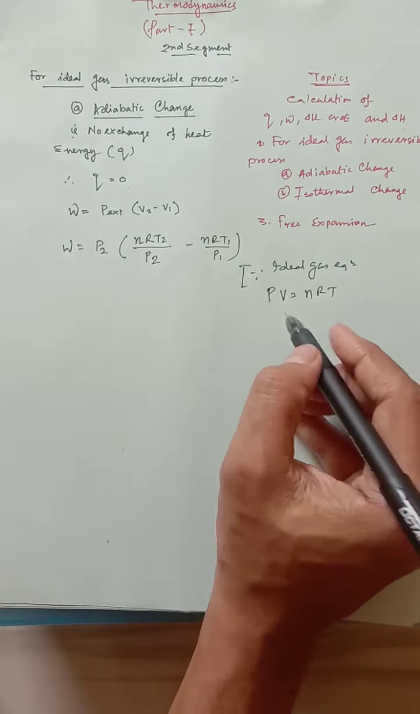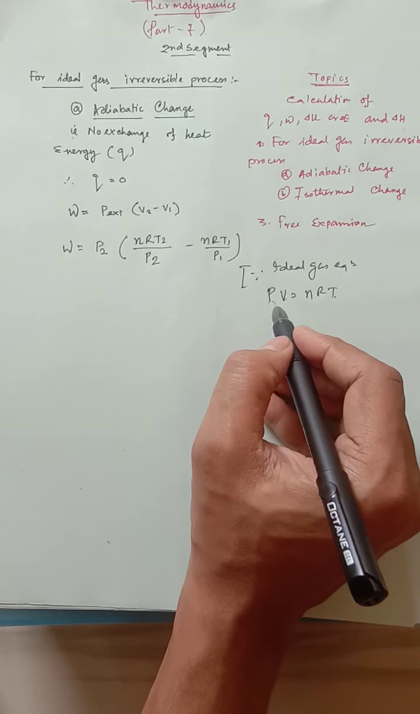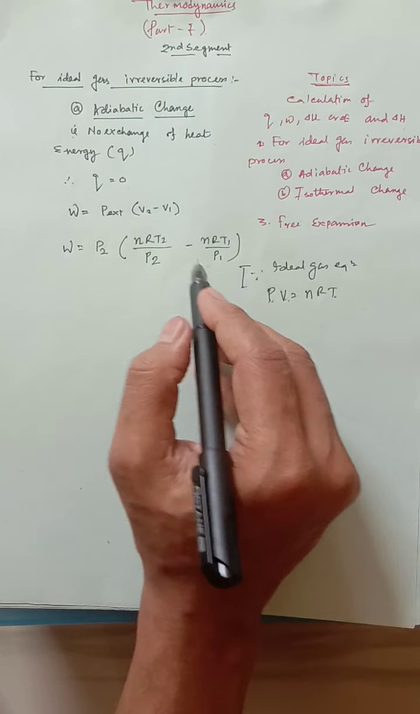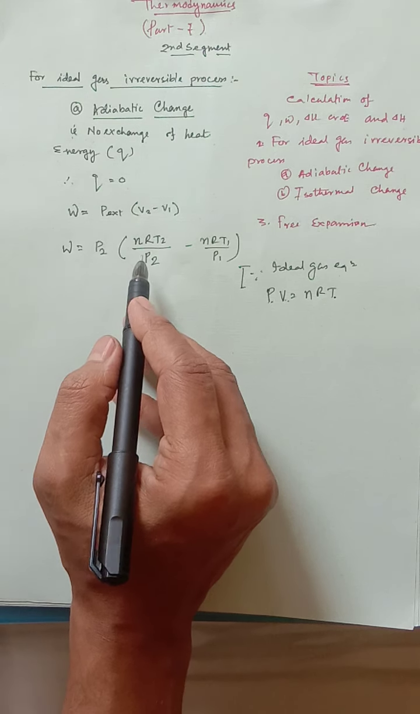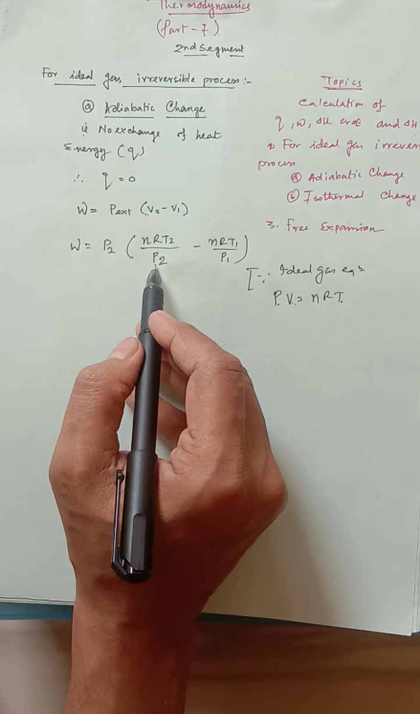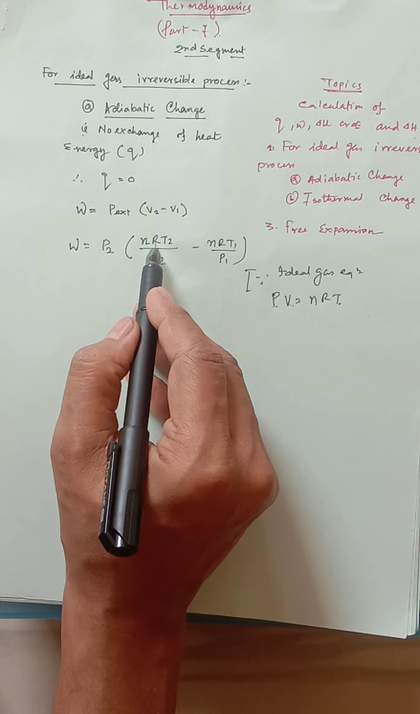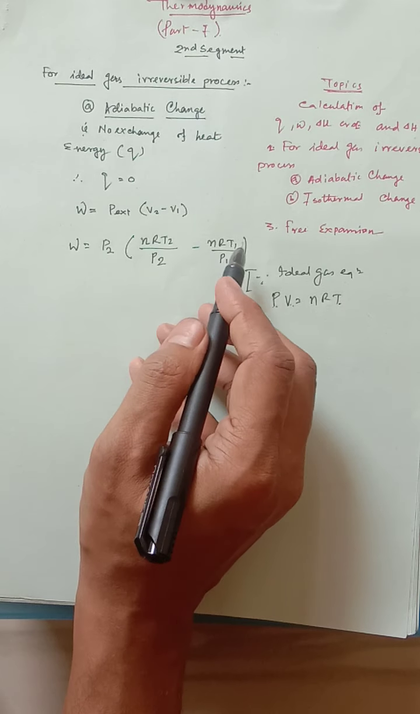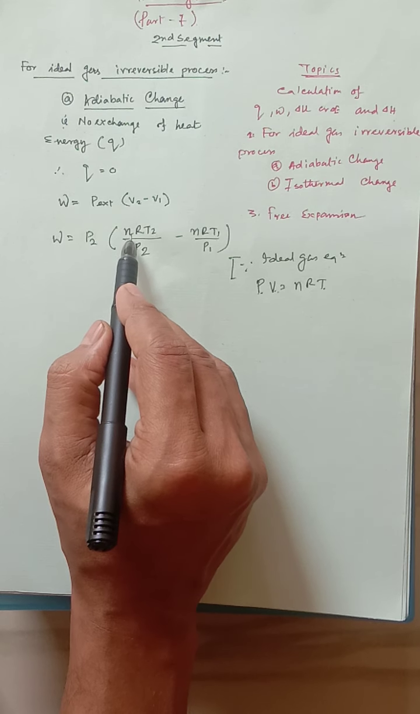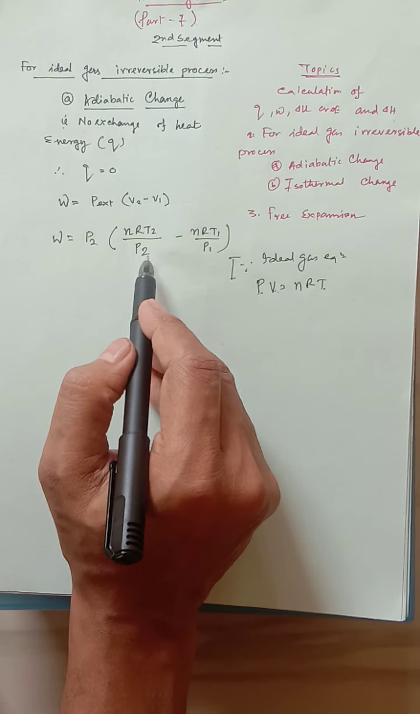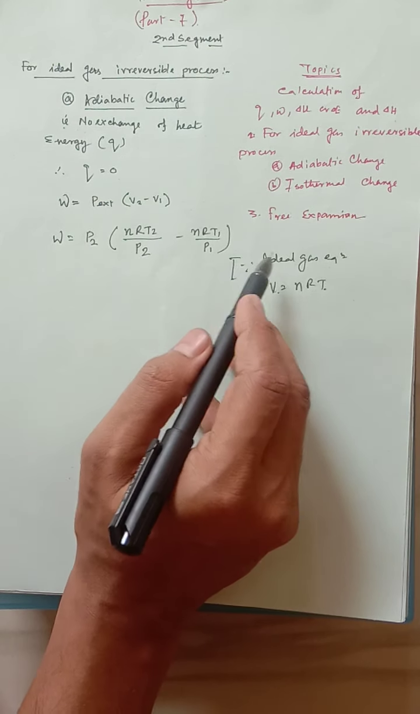In case of V2, obviously it will be with subscript 2, and in case of V1, it will be with subscript 1. So by replacing V2 and V1, I can write nRT2 by P2 minus nRT1 by P1. Mind that n, the number of moles, and R, the gas constant, remain constant. They cannot be changed, so there is no 1 or 2 for them. But temperature and pressure have changed for a particular volume, so I have written 1 and 2 over here.